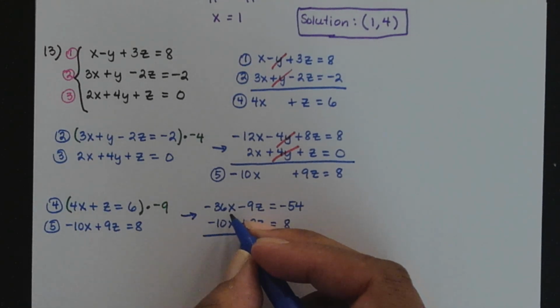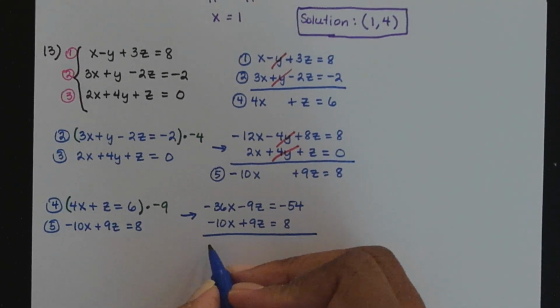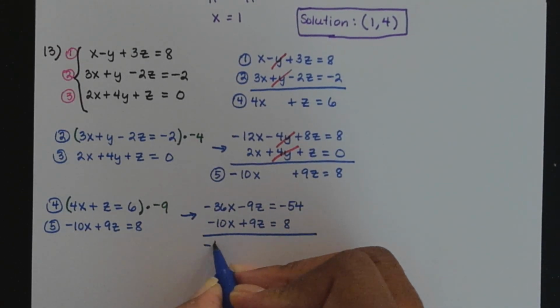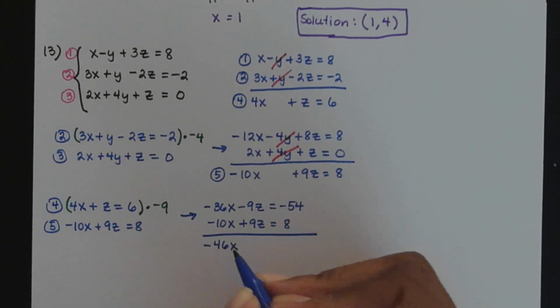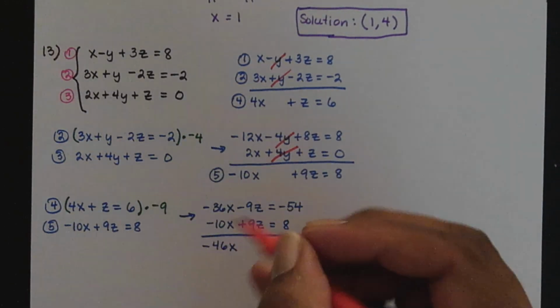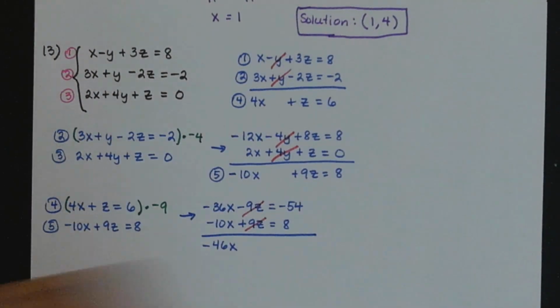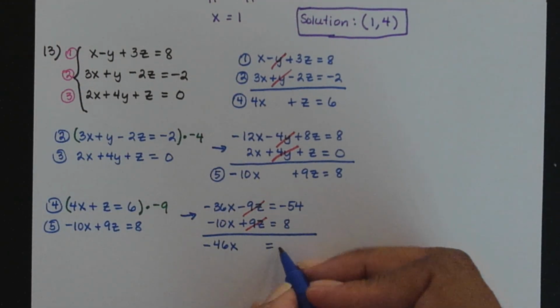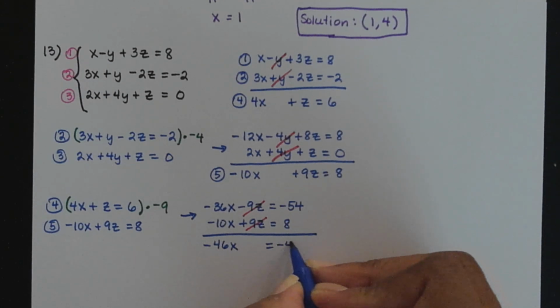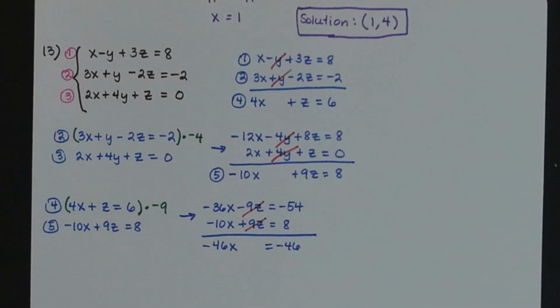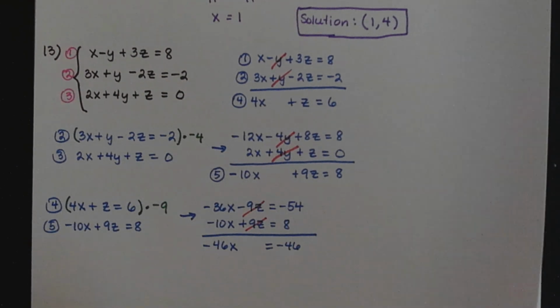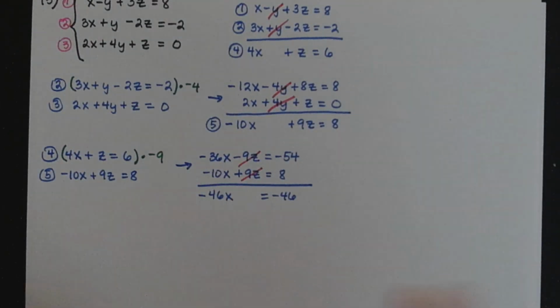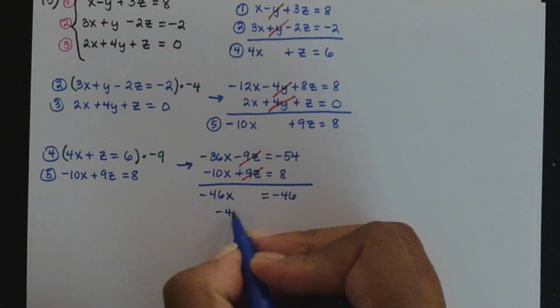Now, negative 36x and a negative 10x, negative 46x. And then the minus 9z and the plus 9z, they add to 0. And then that's equal to, what's negative 54 plus 8? Negative 46. So here we got negative 46x is equal to negative 46. And to solve for x, we just divide both sides by negative 46.